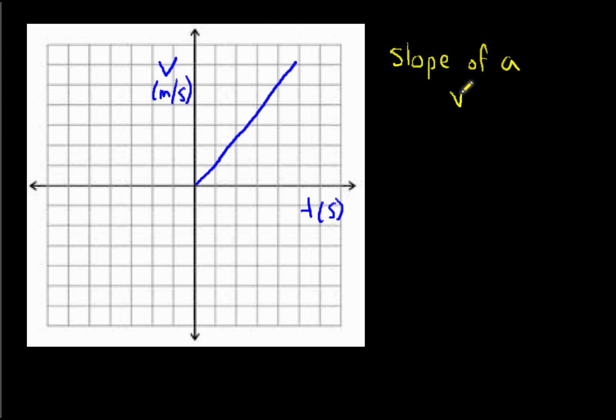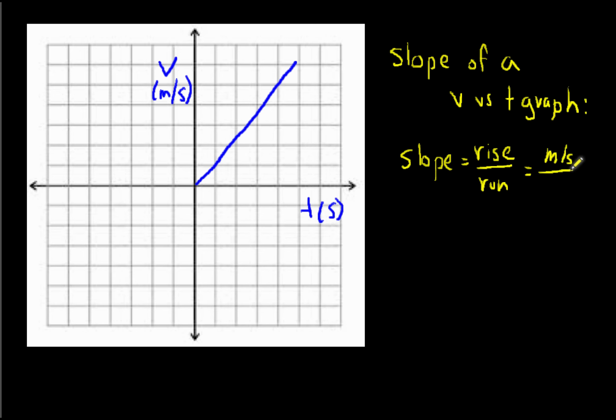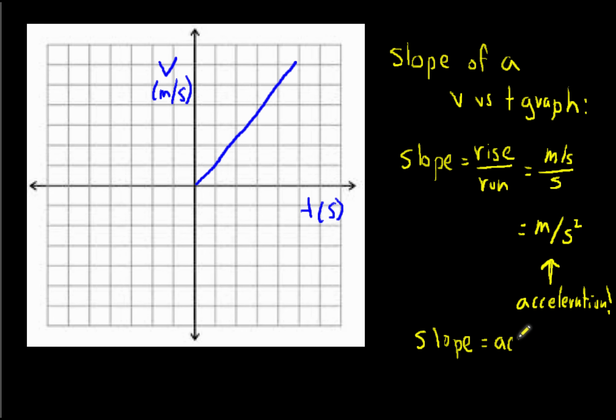So if we look at a v versus t graph, the slope is equal to the rise over the run. This is the units meters per second divided by seconds. This is equal to a meter per second squared, which should look pretty familiar to you. A meter per second squared is the unit of acceleration. So the slope of a v versus t graph is the acceleration of the object.